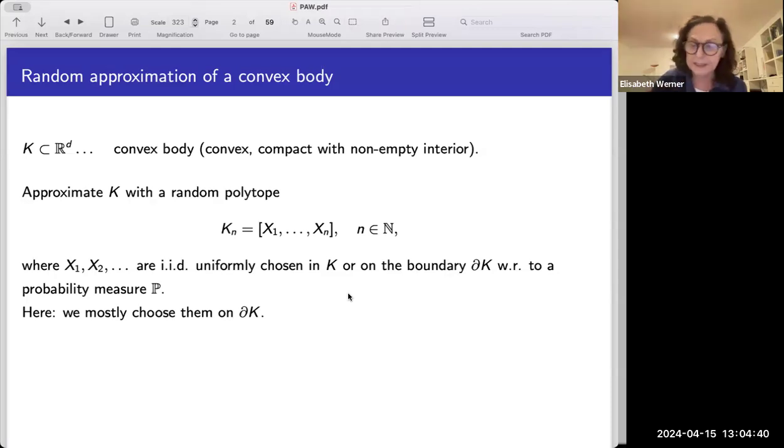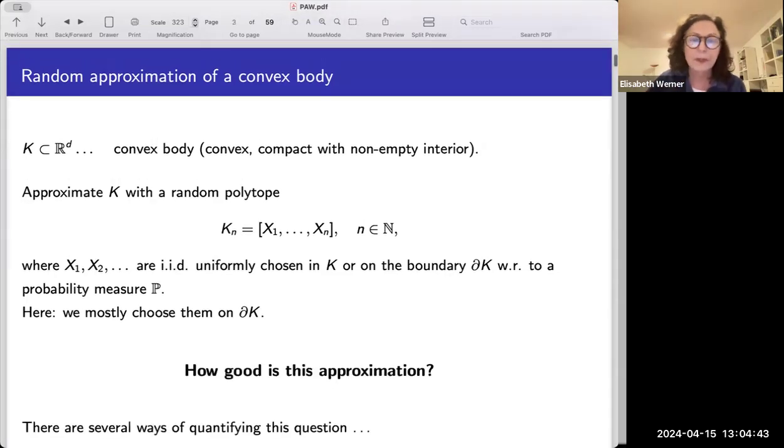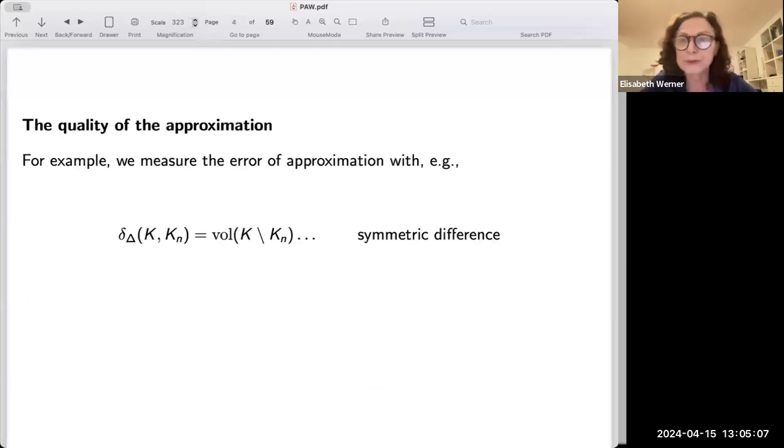Now, having this set up, we'll, of course, want to ask a natural question, which is, how good is this approximation? So what we want to do is measure the error, whatever we mean by this, between the convex body K and the approximating random polytope. So question: how do we measure the error? And there are various ways to do that.